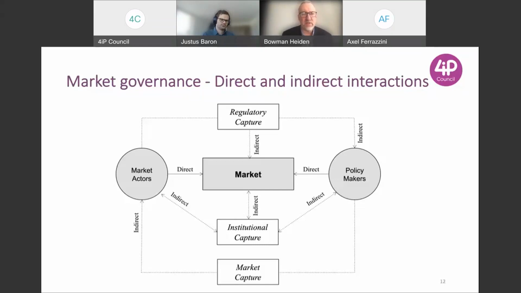So it's extremely important to understand that not only is there a spectrum of direct influences between market actors and policymakers, there's a lot of indirect interactions, and sometimes these indirect interactions can be greater than the direct interactions, which is why you can never really look at things outside of the concept of political economy.